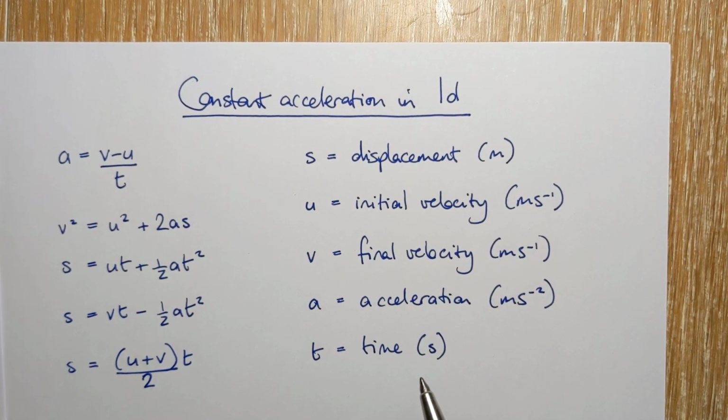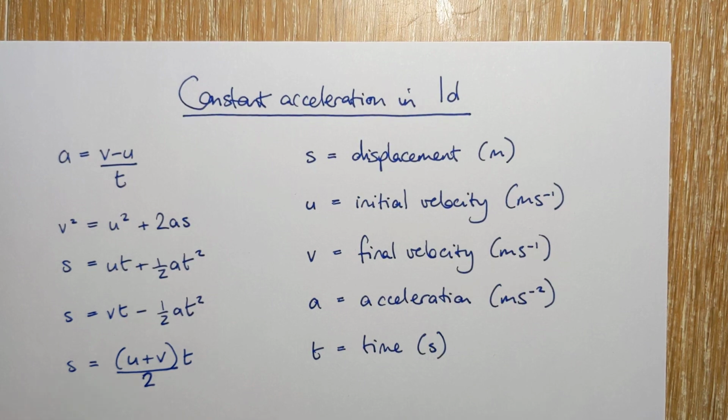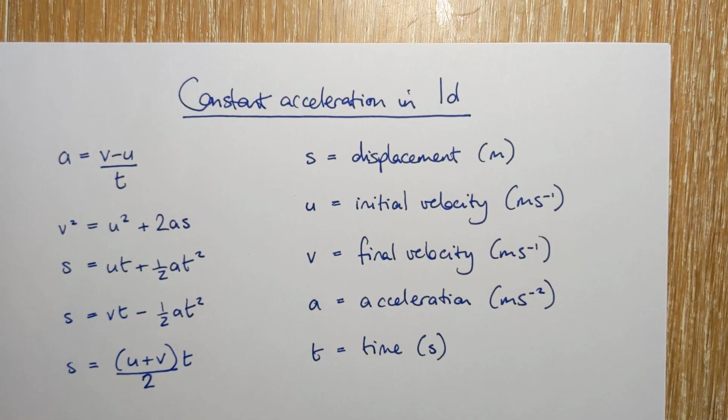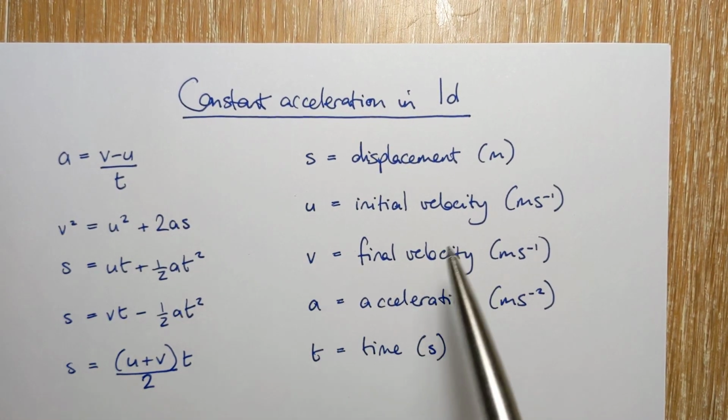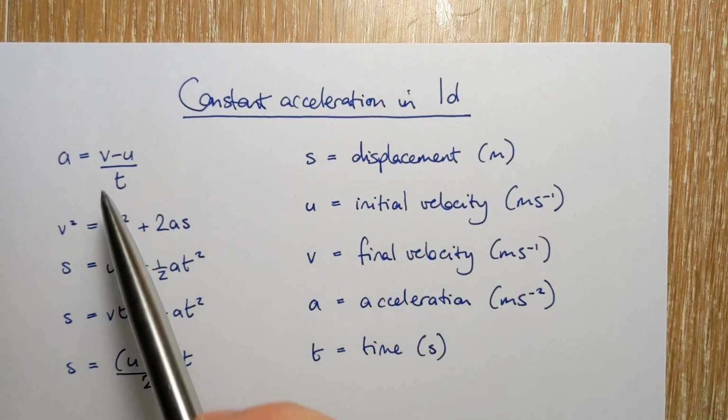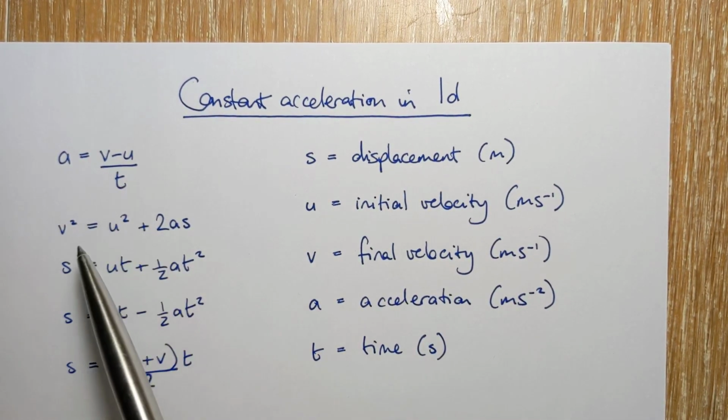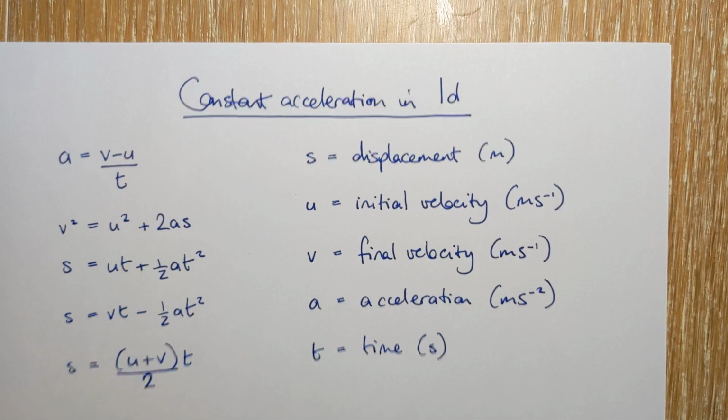Here is the set of the 5 equations of constant acceleration. Notice that each equation has 4 of these and it's missing a different one. So for example, the first one doesn't have S, the second one doesn't have T, and so on. Each is missing a different one.